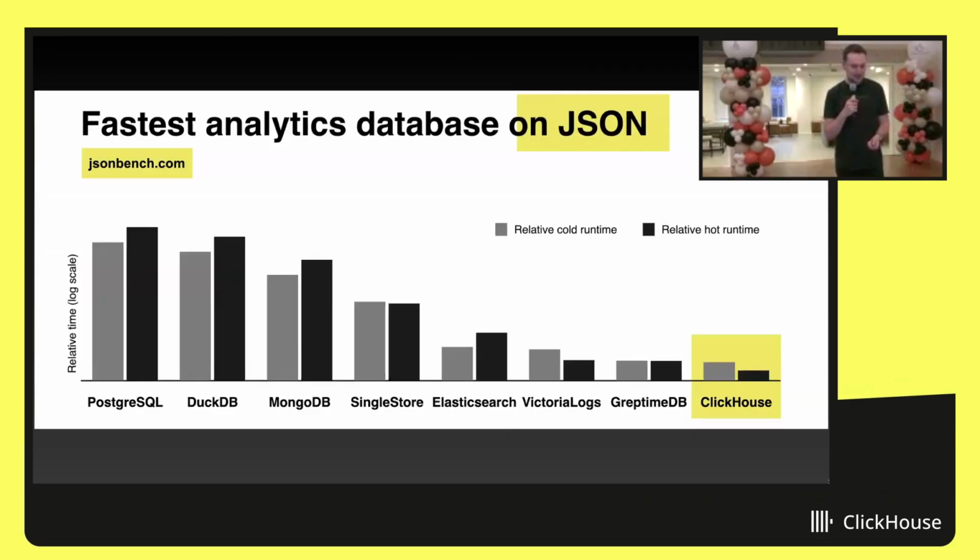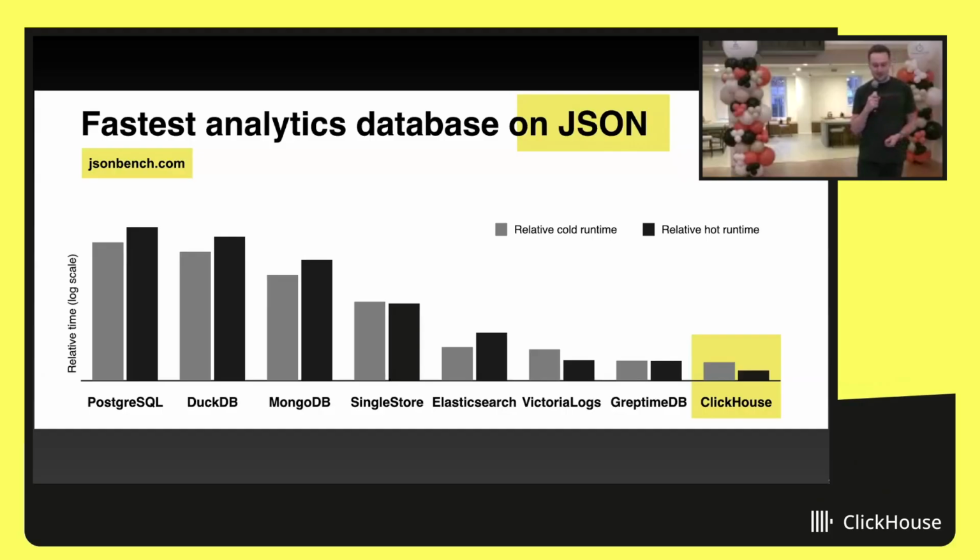How do we know? We have another benchmark named JSON Bench. You can take a look at this open source benchmark, jsonbench.com. We tested ClickHouse together with some systems having native support for JSON, like Elasticsearch, MongoDB, Postgres. And we also received some pull requests from the community, and there are systems like SingleStore and Victoria Logs and GreptimeDB added by our community. And you see we are the first.